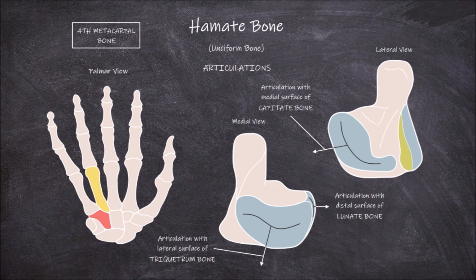The lateral facet on the distal surface of this bone articulates with the base of the fourth metacarpal. The fifth and final articulation is with the fifth metacarpal bone. The medial facet on the distal surface of this bone articulates with the base of the fifth metacarpal.